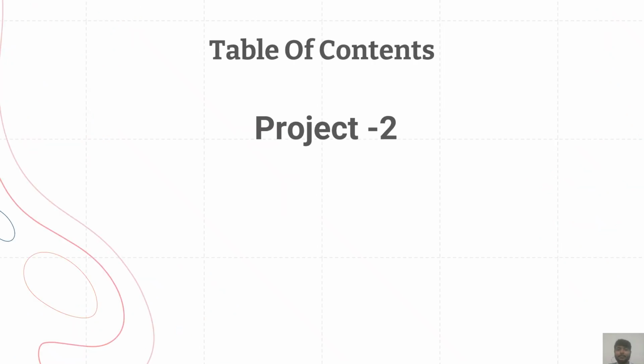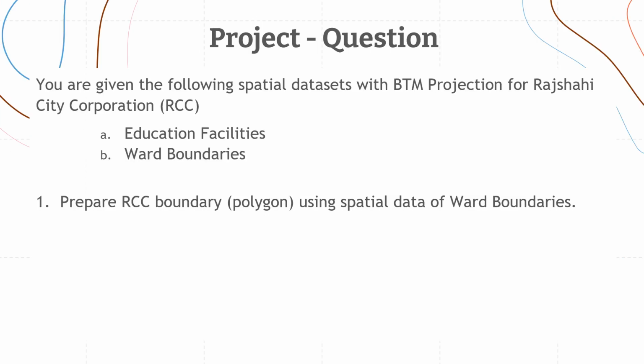In this video, we will work with project 2. So before starting the project, let's have a glance at the questions. We were given the following spatial datasets with BTM projection for Rajshahi City Corporation (RCC). The feature classes are education facilities and ward boundaries. Our first question was to prepare RCC boundary using spatial data of ward boundaries.